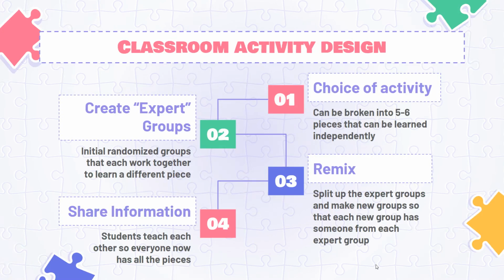So, how does this activity work? Well, first of all, you choose an activity. You need something that can be broken down into about 5 or 6 pieces, each of which can be learned independently, usually with a little bit of guidance, so that you have to give them something to work with. Now, it can be done with pieces that are smaller. So I've done it with 4 pieces. I've done it as high as 8 pieces.